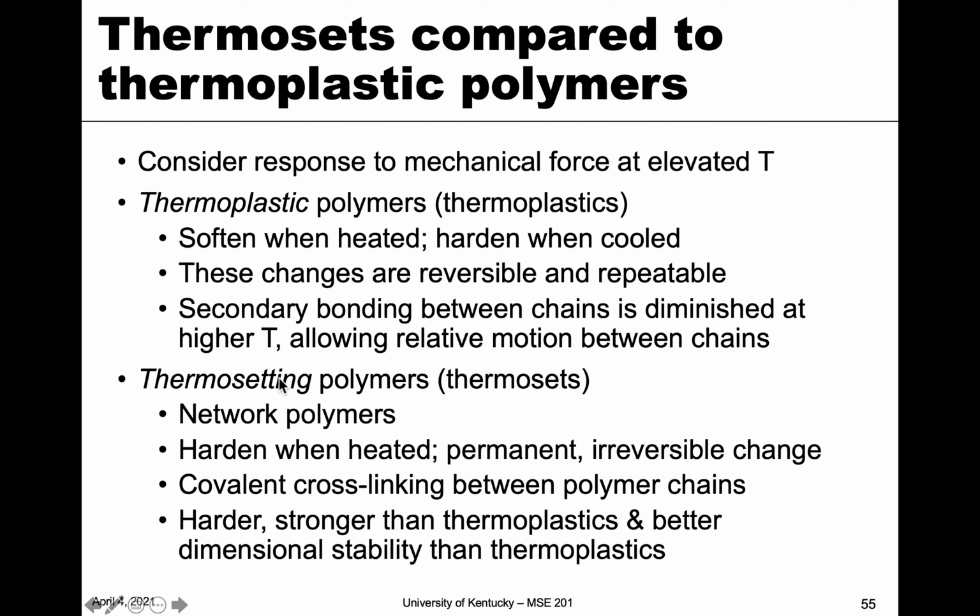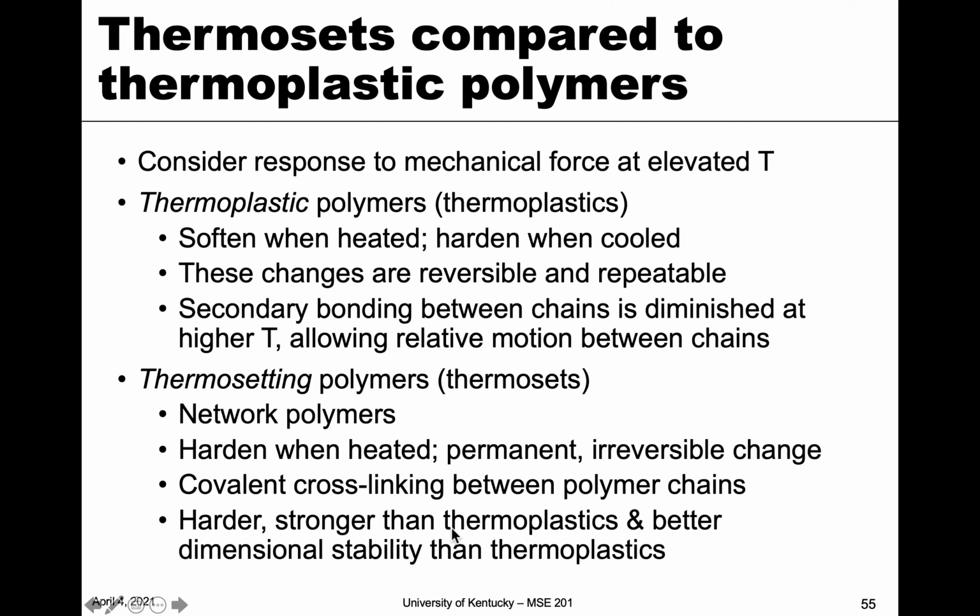And thermosets, or thermosetting polymers, are networked ones. So once it's hardened, when it's heated, those covalent crosslinks or networks are formed and they're irreversible. So if we heat it back up, again, the most we can do is destroy the material and decompose it. We can't go back to the prior condition.